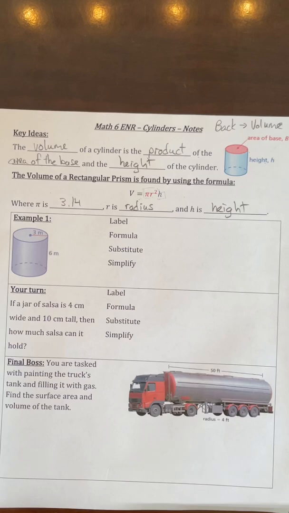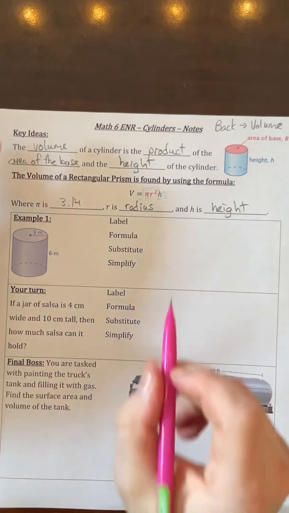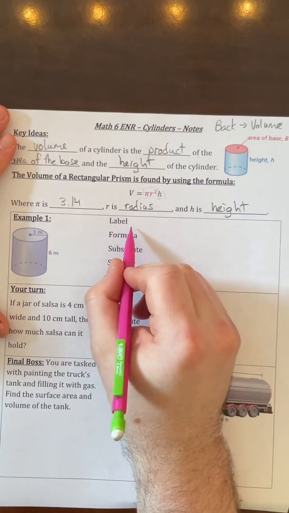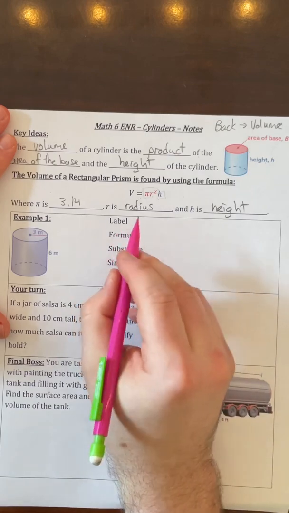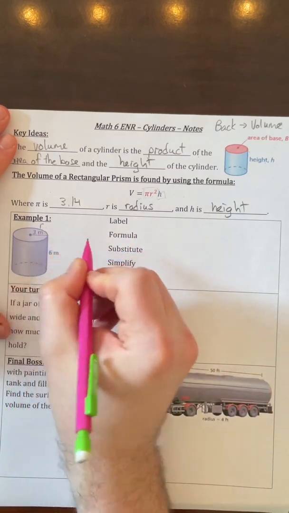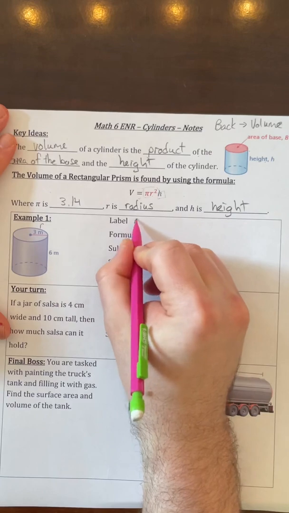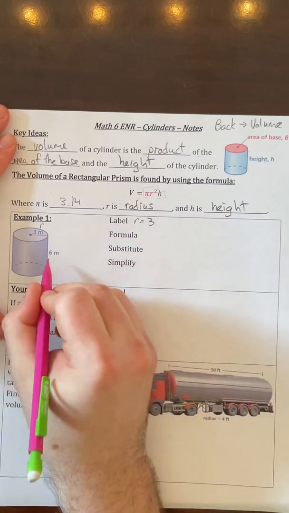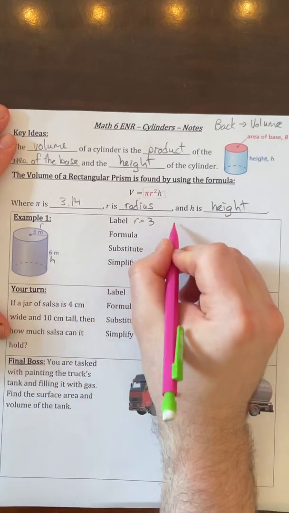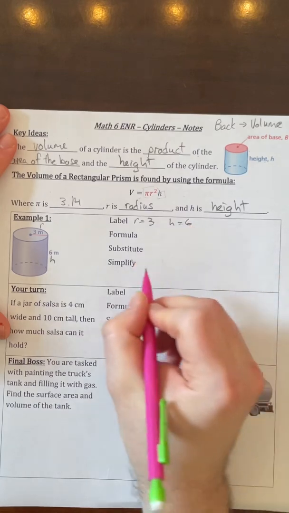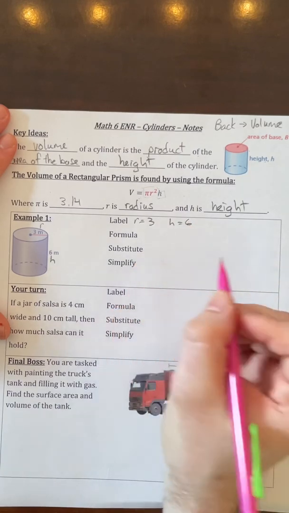So now in that first example, just like always, be able to make sure you can follow these steps. And so we're going to say we want to label this first. I'm going to say our radius r is going to be 3 meters, and our height h is going to be 6 meters. Be able to plug those values in for your variables.